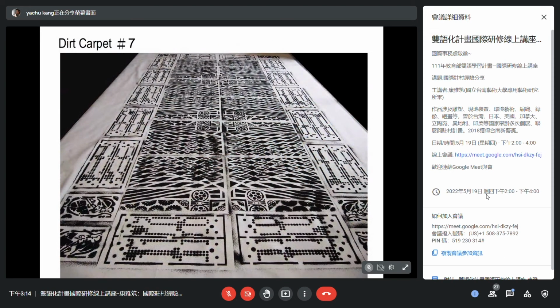And this is another dirt carpet I did. This time I was using a different type of material. Basically, the dirt carpet series is based on the location, the culture, and the concept I want to present, and then I choose the particular material to arrange the pattern as a carpet.